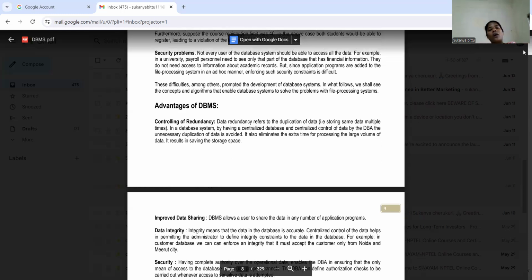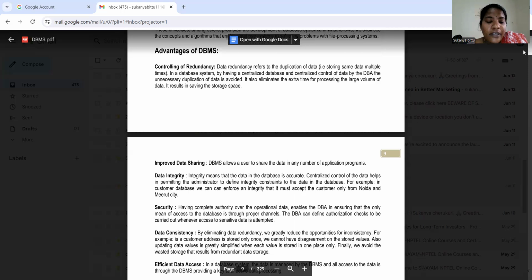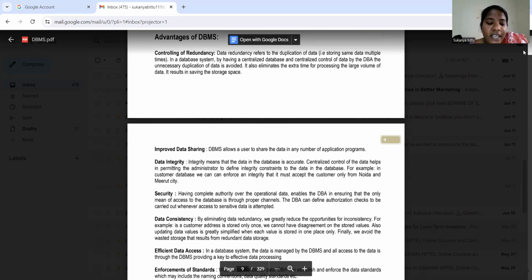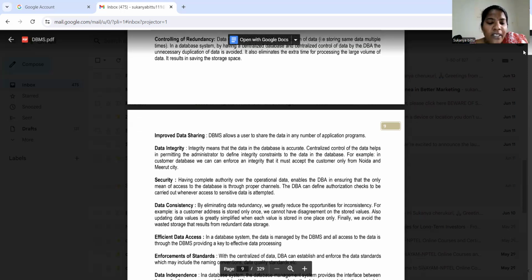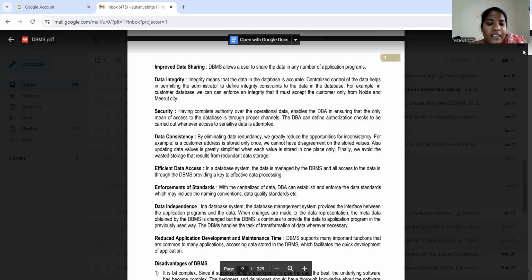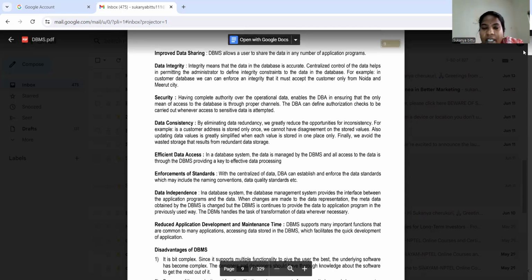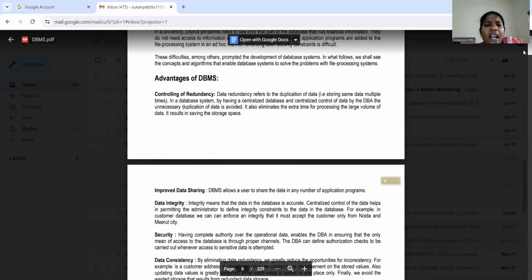So then what are the advantages of DBMS? What are the advantages of DBMS? Controlling of redundancy, data integrity, security, data consistency, efficient data access, enforcement of standards, data independence, and reduced application development and maintenance time. So these are the advantages.